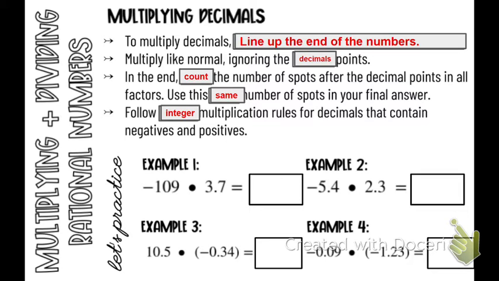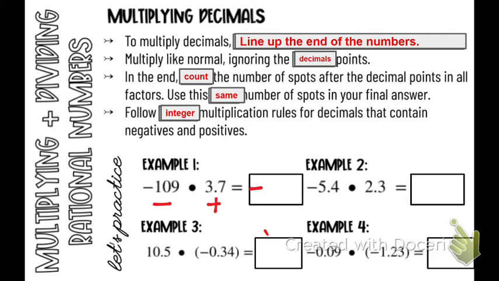So first thing I see is negative 109 times 3.7. So I know that I have integers here, so I'm going to go ahead and mark those. I have a negative and a positive. I know that in my integer rules, I have to have 2 negatives if there's 1 negative. So that means my answer would get the negative. So that's going to stay negative.